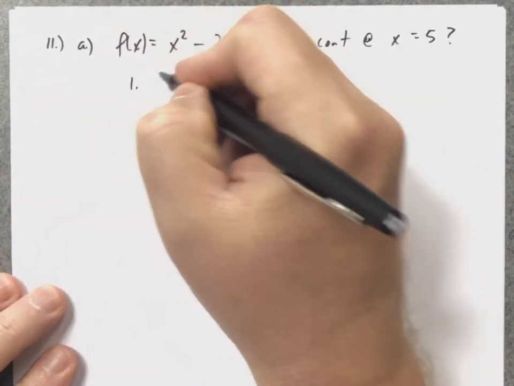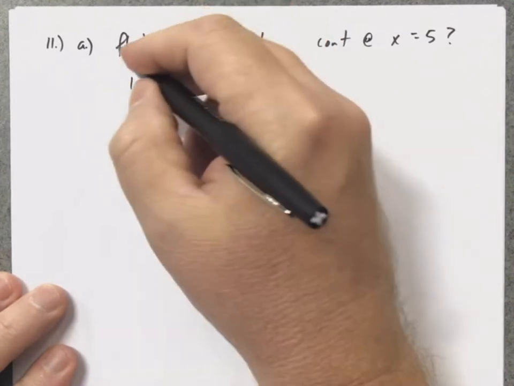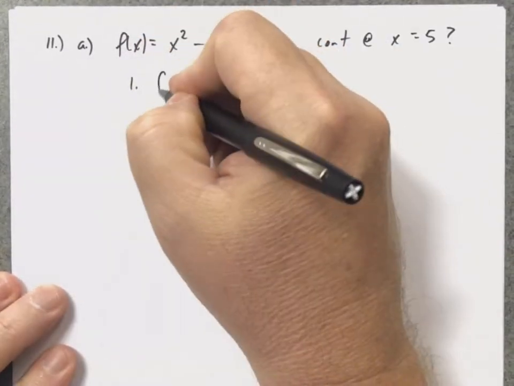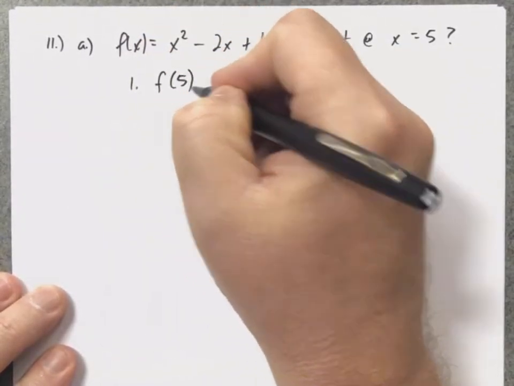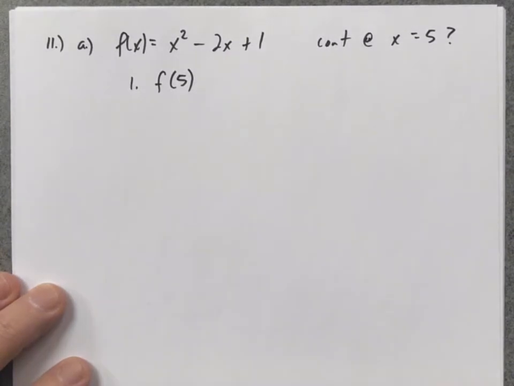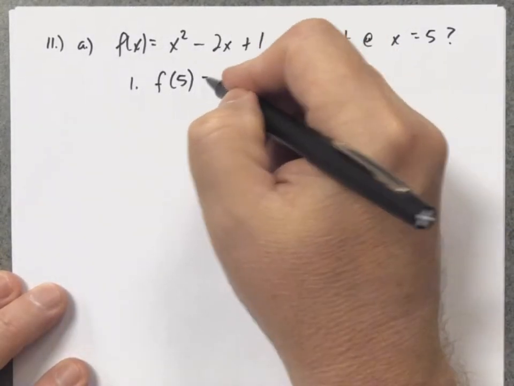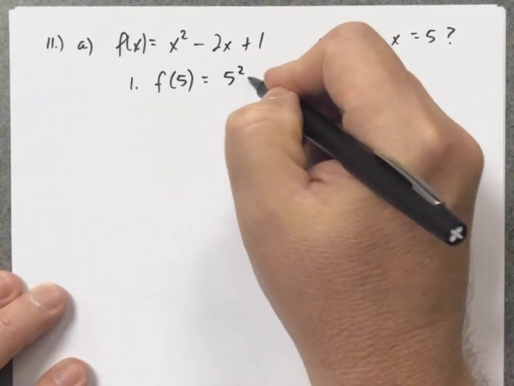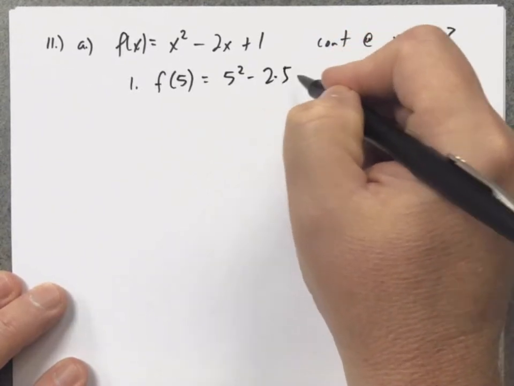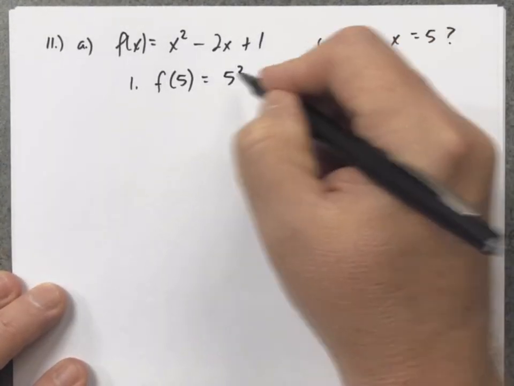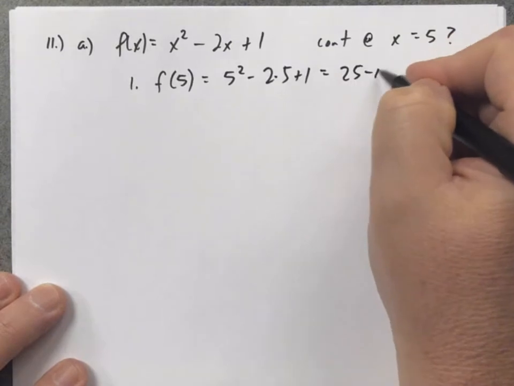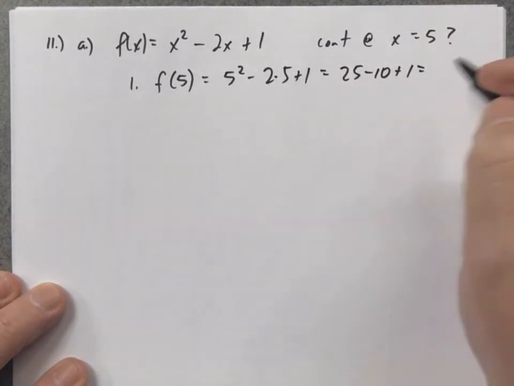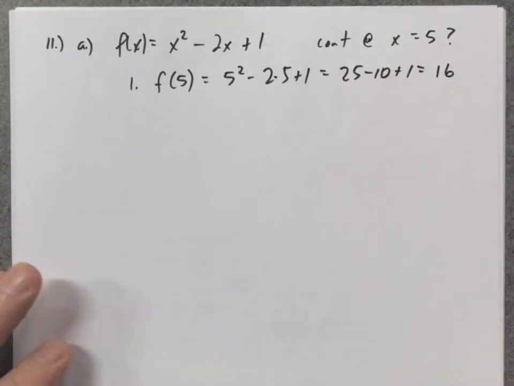The first step, you simply take the function and you plug in the value of x that you're looking at. So f of 5. So that's going to be 5 squared minus 2 times 5 plus 1. So that's 25 minus 10 plus 1, 16.